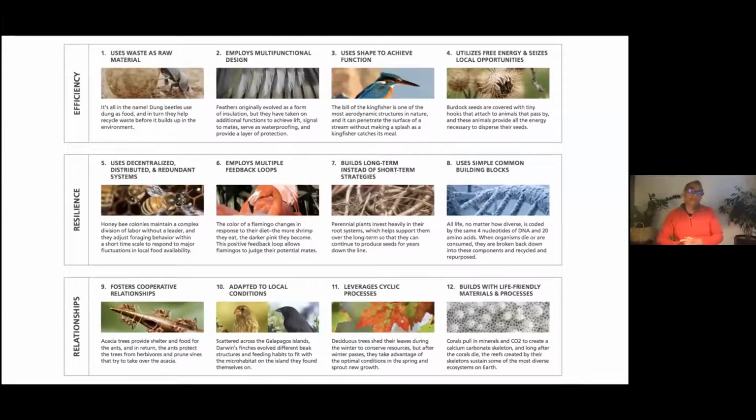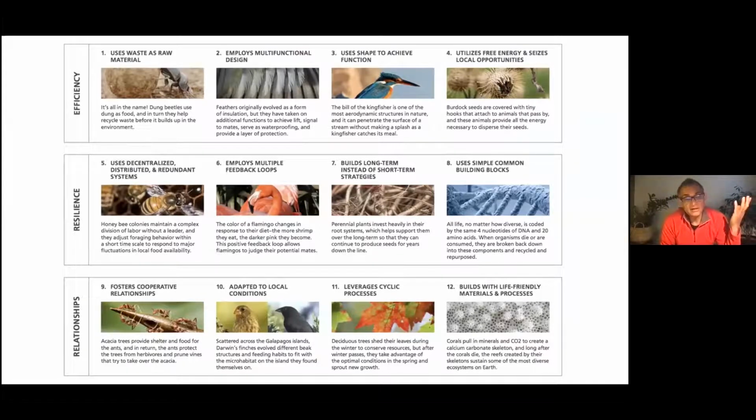So students and faculty at ASU came up with a series of these principles organized in 3 different categories: efficiency, resilience, and building relationships. And this is what nature does really well. It's efficient. It's not optimized, it's efficient. So use waste as raw material. The photograph that you see in the top left, the small image, is that of a dung beetle. Dung beetles are amazing.